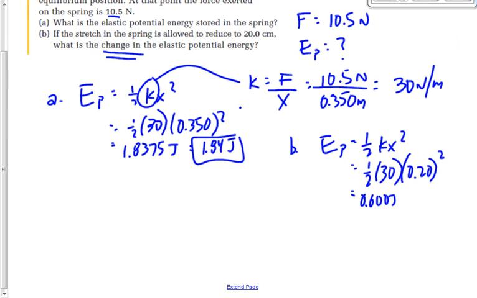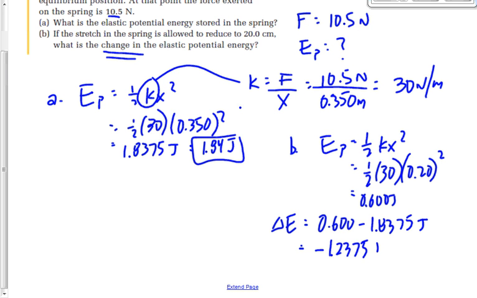So if we're looking for change in potential, delta E is the final minus the initial. 0.600 minus 1.8375 gives me negative 1.2375, or negative 1.24 joules. We said that energy is a scalar. What does a negative mean with a scalar? Usually means left, right? But in this case, it means it's lost, right? We lost 1.24 joules of potential energy, right?